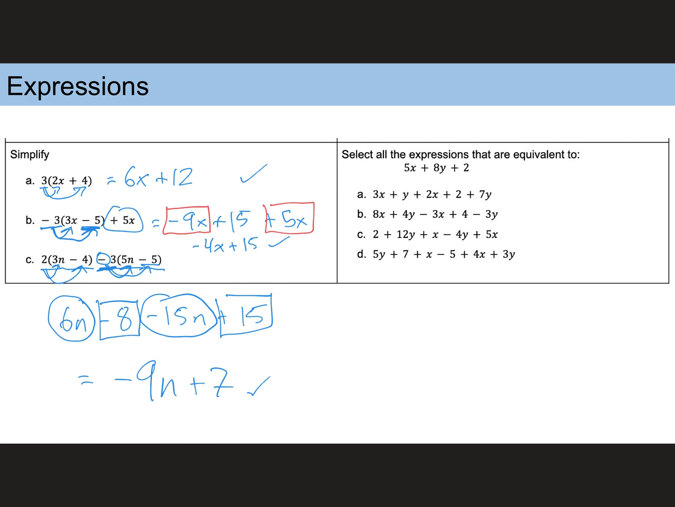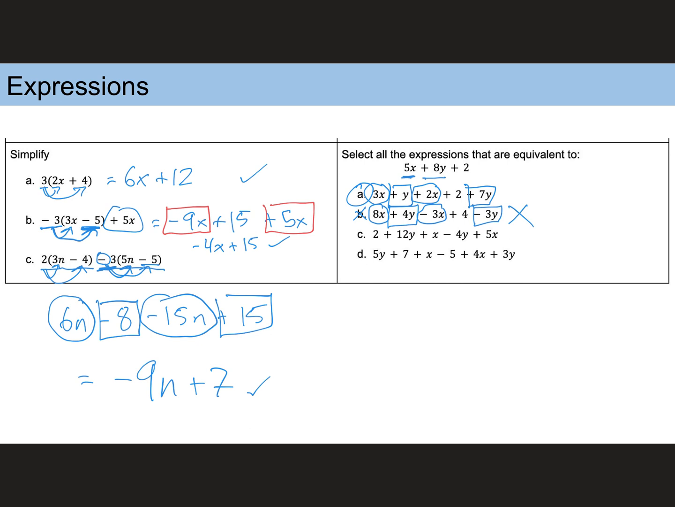Select all the expressions that are equivalent to 5x plus 8y plus 2. All right, so 5x's. Which expressions have 5x's? Well, A has 3x's plus 2x's, so that works. It has 8y, so let's see how many y's we have. We have 1y plus 7 more y's, so that is also 8y's plus 2. So A works. B, does B have 5x's? 8x's minus 3x's, that works. But how many y's does it have? Well, it has 4y minus 3y, so no, this one doesn't work.